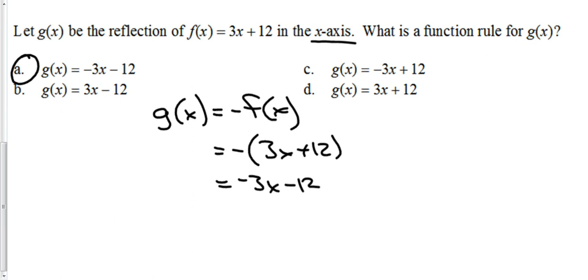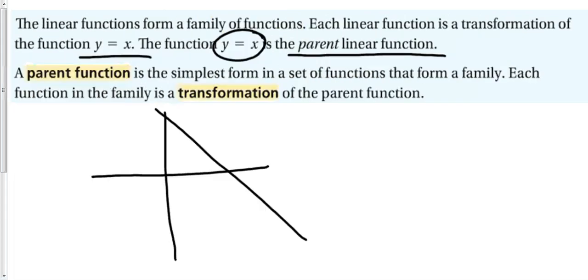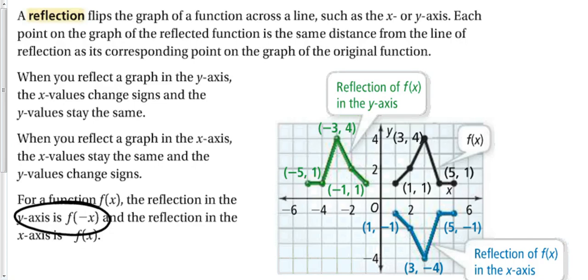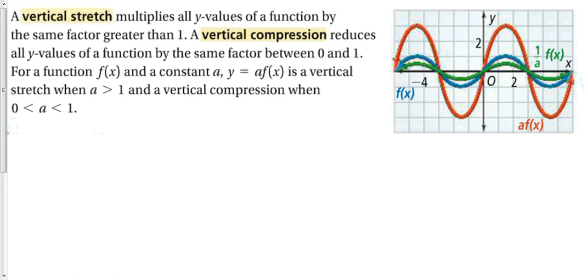So we've done horizontal and vertical translations and reflections. So next up is something called stretches and compressions, vertical stretches and vertical compressions. There are also horizontal stretches and compressions, but we are not going to get to them until much later in the course. Okay? So a vertical stretch multiplies all the y values of a function by the same factor greater than 1. A compression reduces all y values of a function by the same factor between 0 and 1.